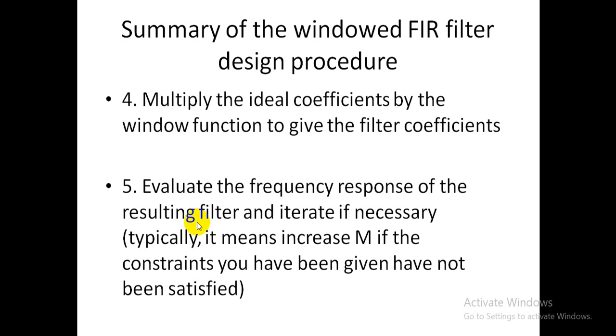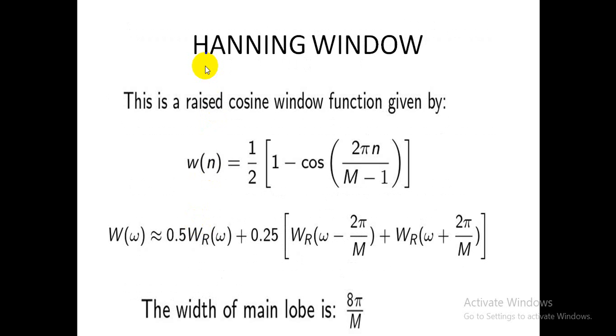Next, the Hanning window, which is also defined as a raised cosine window, and the function is given as W of n equal to half of 1 minus cos 2 pi n by M minus 1, right. So now the width of the main lobe is 8 pi by M.